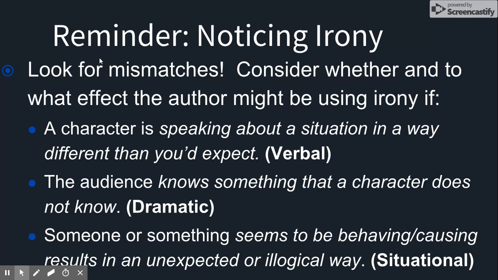When looking for irony, you want to look for mismatches. Consider whether and to what extent the author might be using irony. If a character is speaking about a situation in a way that's different than you would expect, it might be verbal irony. If the audience knows something that a character does not know, it might be dramatic irony. And if someone or something seems to be behaving or causing results in an unexpected or illogical way, it might be situational irony.